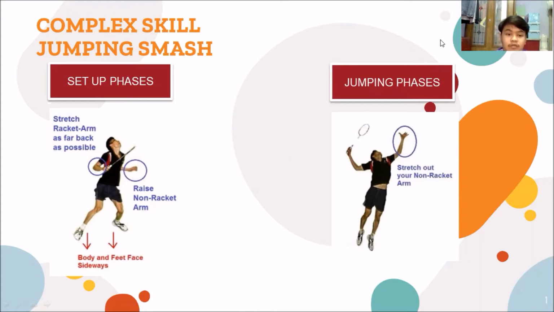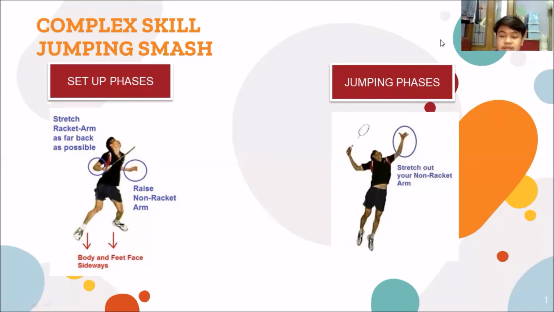Okay, for the first, the setup phase, you can see from the picture, the first step is you need to move quickly and get into position behind the shuttlecock before you jump. The second step is maintain the body posture, and the third step is the body should face sideways. You can see from the picture that both of your feet should also point to the side of the court.